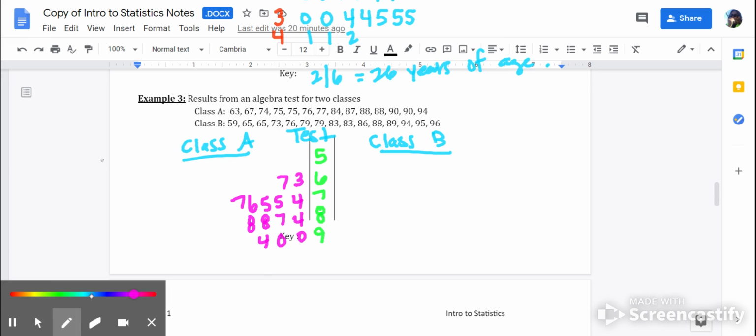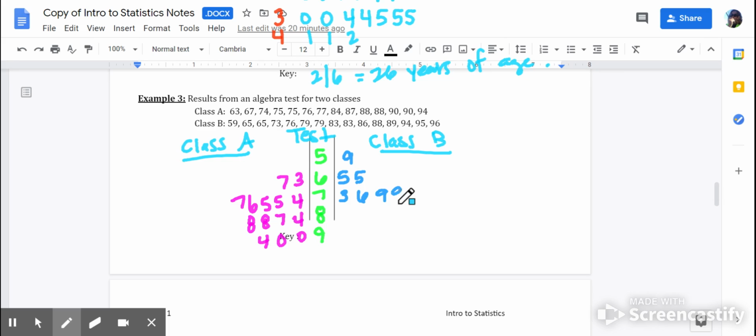All right, get ready to look at Class B. Okay, I have a 59, 65, 65, 73, 76, 79, 79, and we have 83, 83, 86, 88, 89, and then for our 90s, 94, 95, and 96. Now we still need to make a key for this, and you can pick any of these values. I'm just going to pick 95 will give me a 95% on my test.